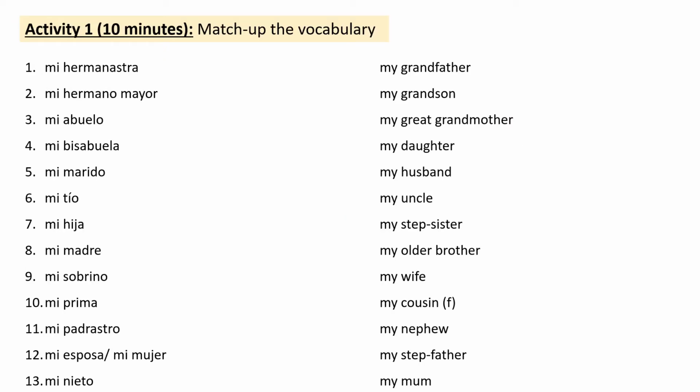Okay, chicos, so here I've given you a wide variety of different family members. So we really are moving away now just from being able to say my mum, my dad, my brother, and my sister, etc. I've given you a really wide variety here. So please write down the Spanish vocabulary first and then match it to the correct English translation.